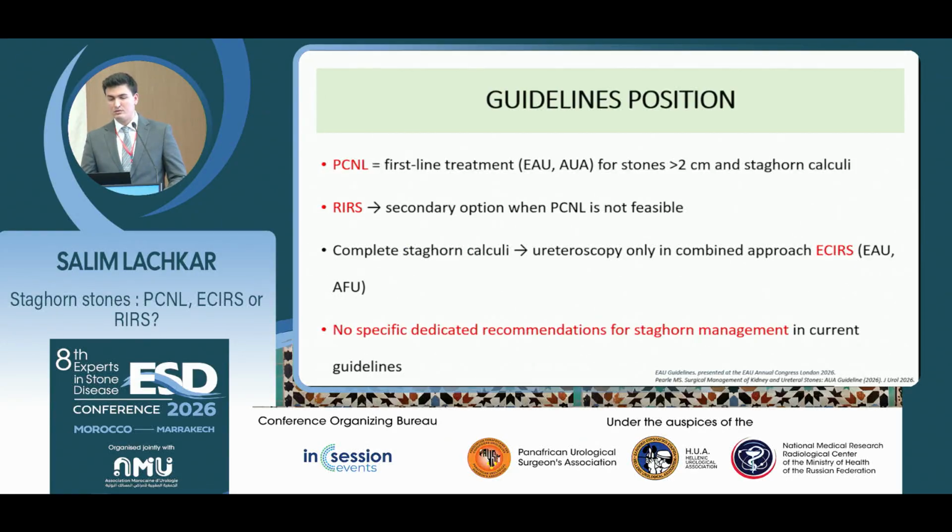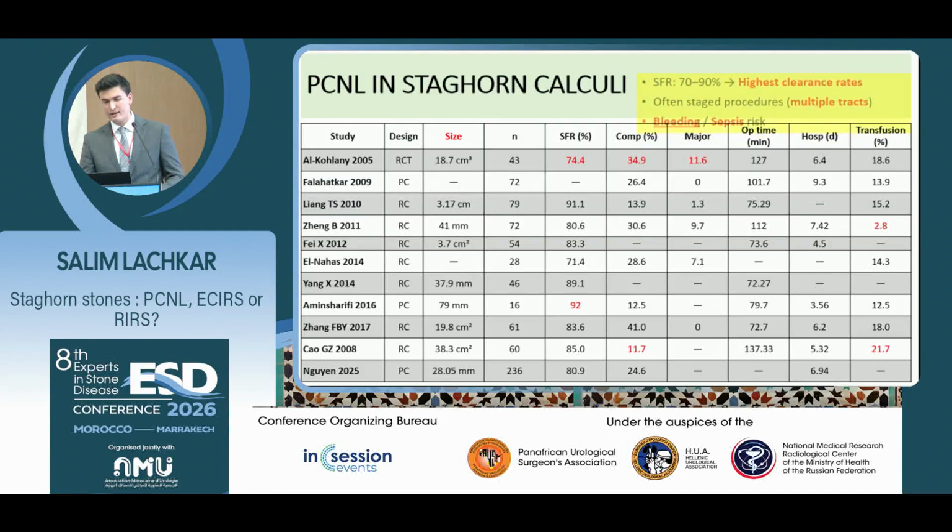So to have a conclusion for the guideline position, percutaneous treatment is the first line for the staghorn calculi. We will reserve the ureteroscopic option only when percutaneous is not feasible, and we have to do ECIRS when there is a complex situation. But we have to keep in mind that there is no specific dedicated recommendation for the treatment of the staghorn calculi. So when we don't have recommendation, what we do, we go to the literature.